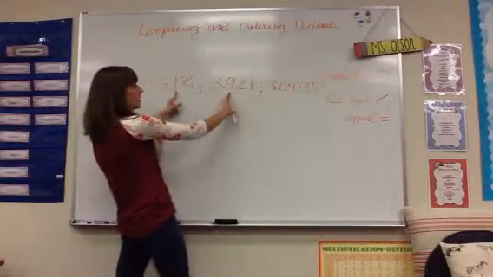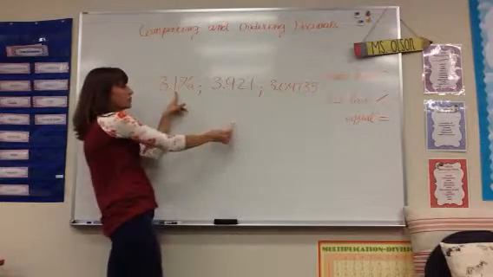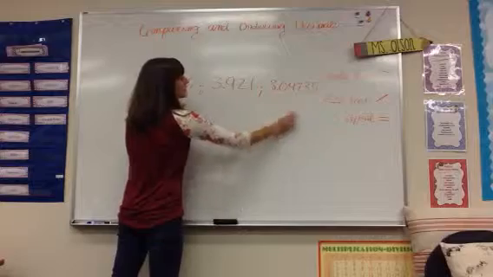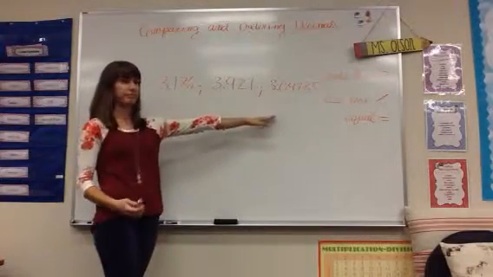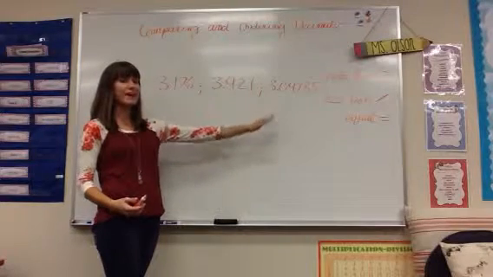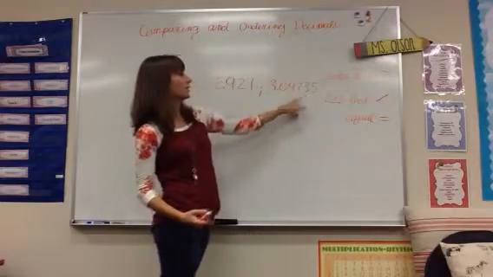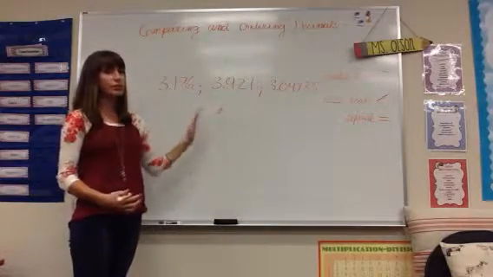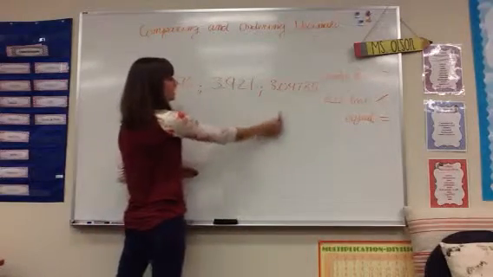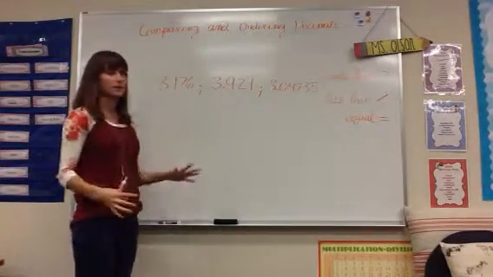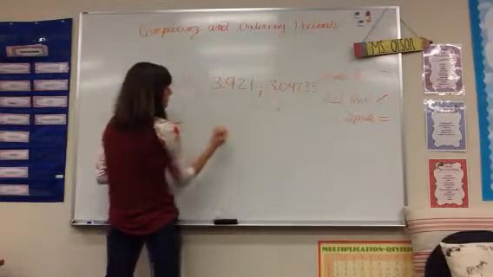1, 9, 0. Oh wait, I just noticed. This number has 6 digits. This one only has 4. Does that mean this number is greater? No, it does not. If it's to the right of the decimal, all those extra numbers, it doesn't matter. You still have to go through the process of looking from left to right. So we have 1, 9, and 0. Which one is the least? The 0. So this number is going to go first.